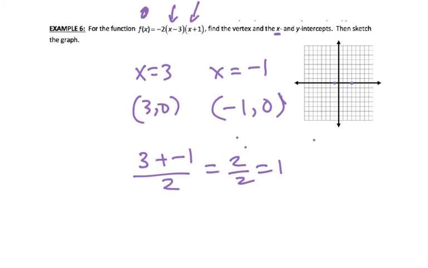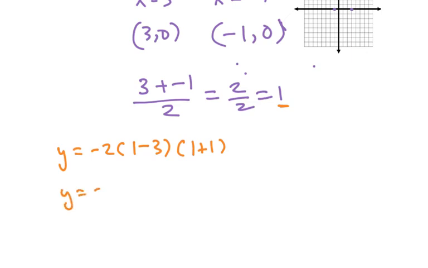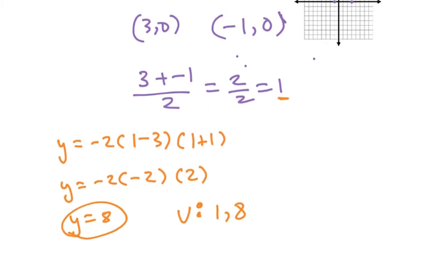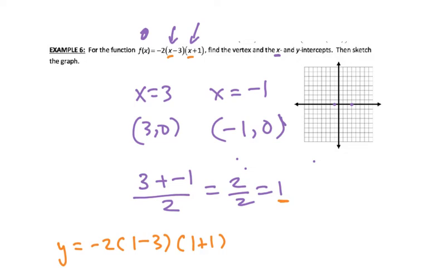If I want to figure out the y value, I'm just going to plug back in. Notice what I'm doing here: I'm literally just substituting 1 back in for the x values. If I solve this, I get -2 times -2 times 2. Y is 8. So the vertex lives at (1, 8). That'd be 1, and 8 is going to go up: 1, 2, 3, 4, 5, 6, 7, 8. So this will be at (1, 8).